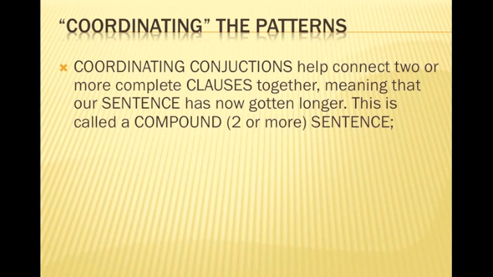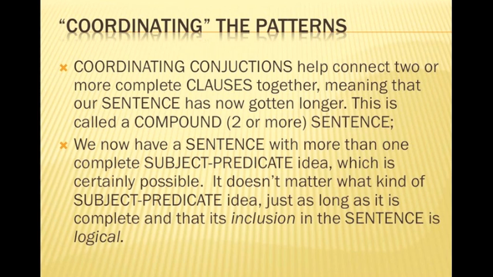So coordinating conjunctions help connect two or more complete clauses together, meaning that our sentence has now gotten longer. And this is where the word compound comes from; compound means two, or it could be more. So now we have a sentence with more than one complete subject and predicate, which is, again, certainly very possible. It doesn't matter what kind of subject-predicate idea, just as long as it's complete and that its inclusion in the sentence, of course, is logical.